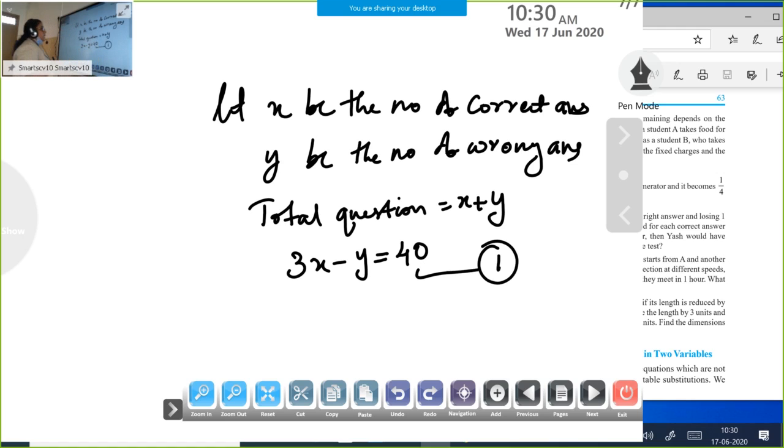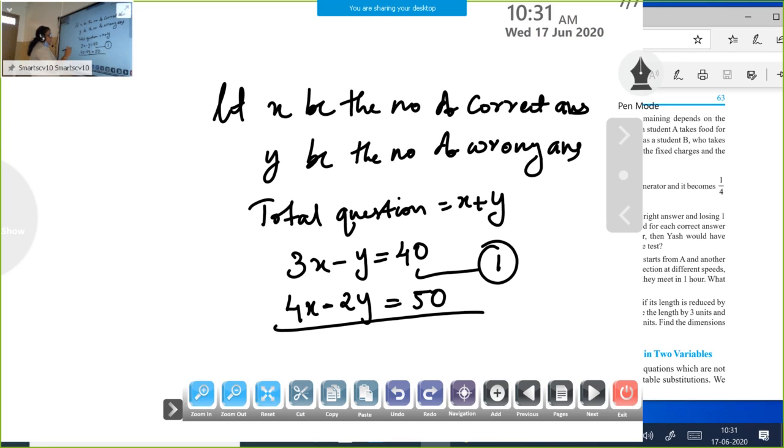Clear? Then the second condition: total 50 marks, 4 marks awarded for a correct answer and 2 marks lost for a wrong answer. 4x minus 2y. The correct questions are x, so 4 into x, 4x marks, and losing 2 marks for each wrong answer, that is y wrong answers, 2 into y, subtracting, minus 2y is equal to 50.